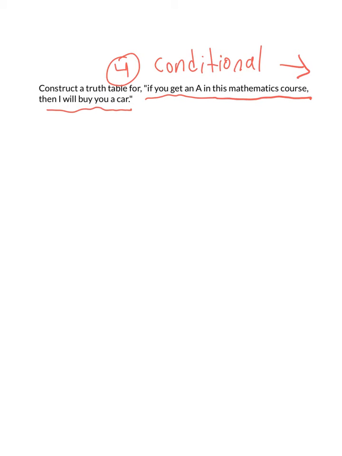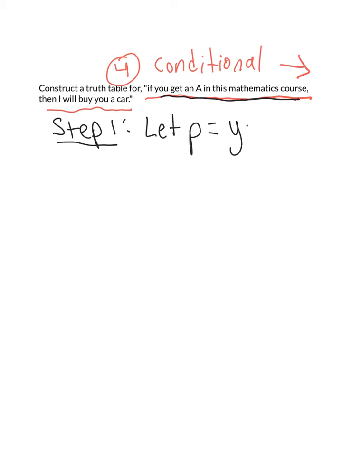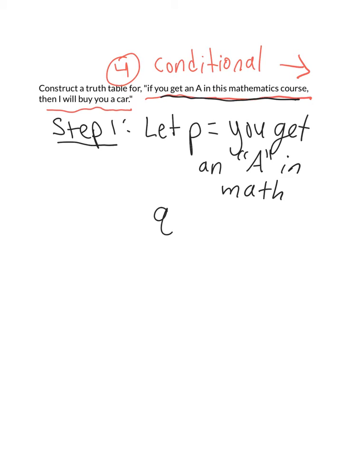So let's go through our 3 steps yet again. Before I can make up the truth table, I need to figure out the letters. So we assign letters to represent each of the ideas we're going to be analyzing. P, the first idea, is you get an A in this math course. So you get an A in math. I'll summarize it as that. The second idea, Q, is I will buy you a car.